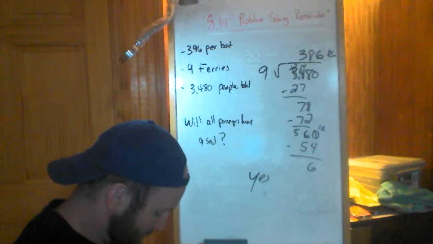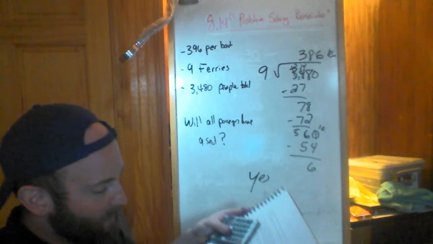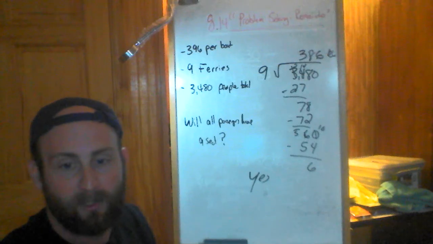All right, so we only have 8 seconds. Your homework tonight, page 241, 1 through 5, except 2. So it's 1, 3, 4, and 5. If you have any questions, let me know.